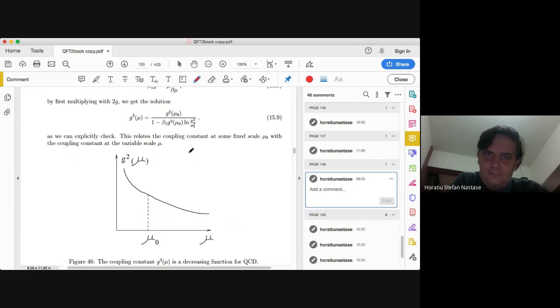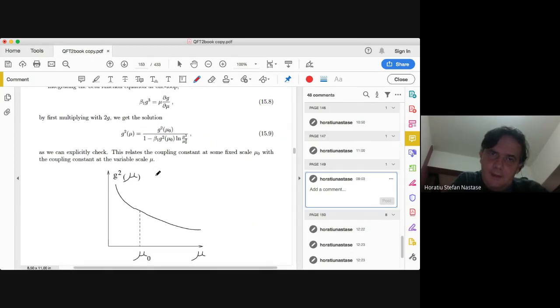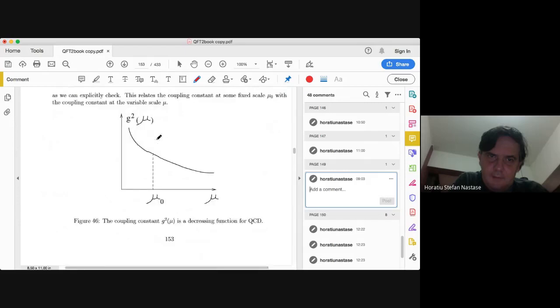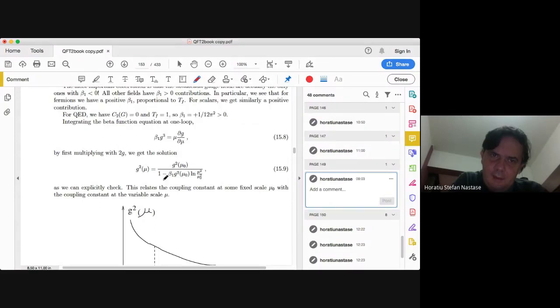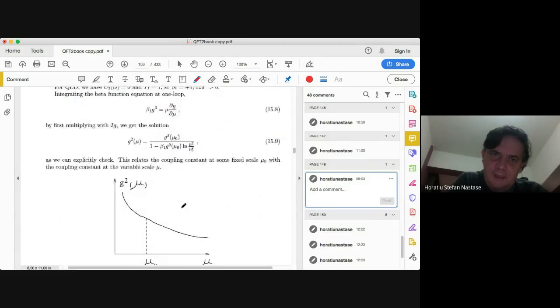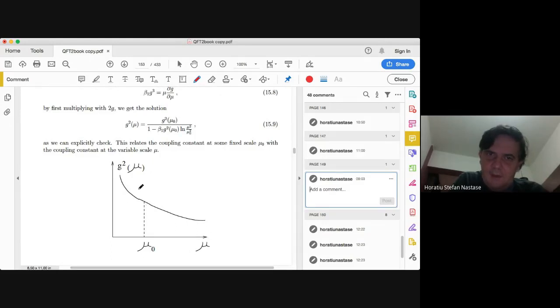Okay. So the point is then that since beta 1 is negative, then in here I have 1 plus something. So if beta 1 is negative, like for QCD, as we'll see, then G squared is proportional to 1 over 1 plus something times log mu squared. So that decreases logarithmically with respect to the scale mu squared. So that's kind of what I tried to show here, that G squared goes to 0 at large mu.